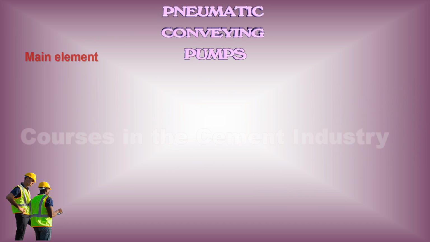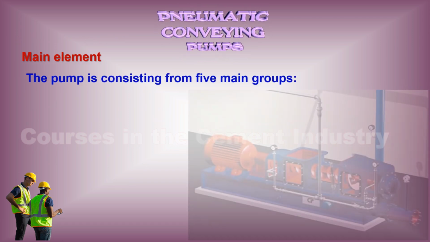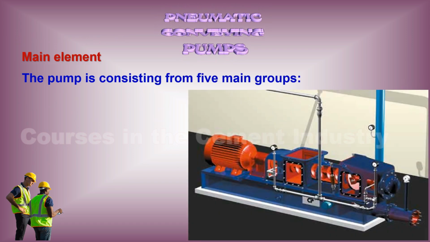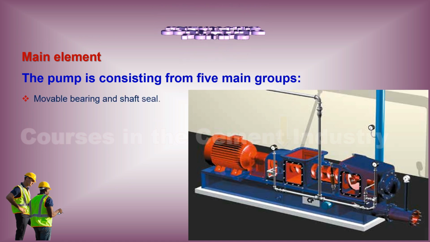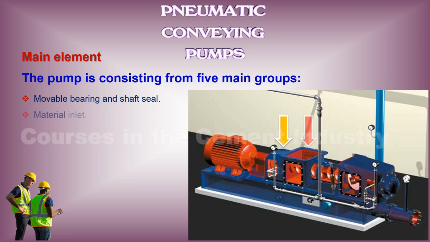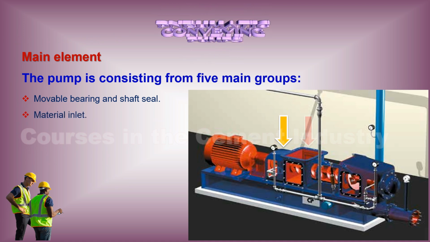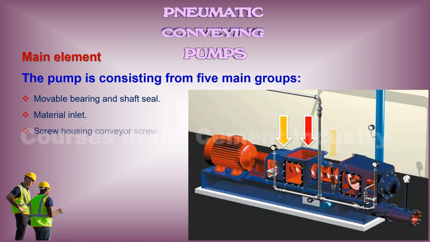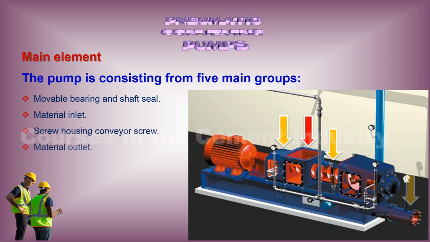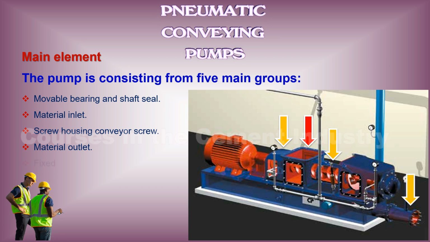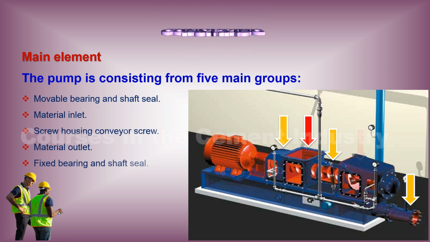Main elements of the Peter pump. The pump consists of 5 main groups. 1. Movable bearing and shaft seal. 2. Material inlet. 3. Screw housing and conveyor screw. 4. Material outlet. 5. Fixed bearing and shaft seal.